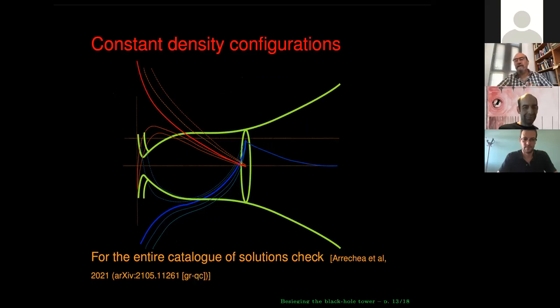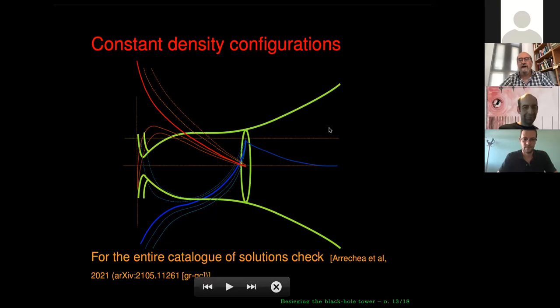The simplest matter content that one can think of is this constant density star, in which you leave the pressure to do whatever it needs to do in order to be a self-consistent solution of the equations of motion. In this paper by Julio Arrechea, which is part of his thesis, he shows all the solutions that this system of equations resolves.